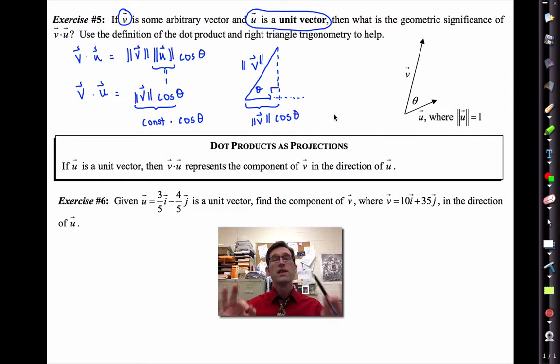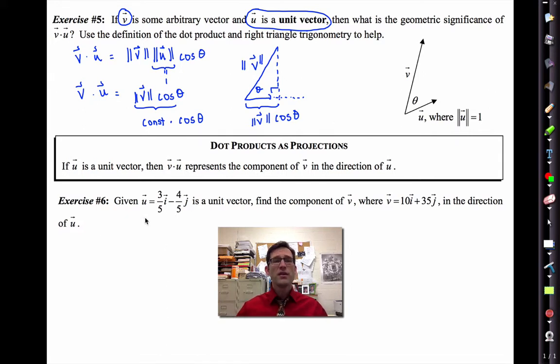In other words, v dot u gives us the projection of vector v, how much of v lies in the direction of u, but only if u is a unit vector, only if it has a length of 1. But if it has a length of 1, then u dot v, or better yet, v dot u, gives us the projection we're looking for. It's just right triangle trig, because all we get is the length of the hypotenuse, the length of v, times the cosine of the angle. V cosine theta.